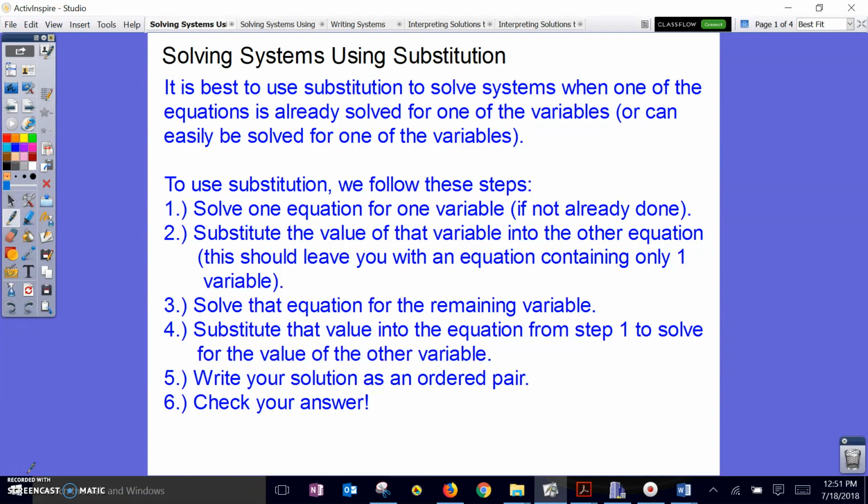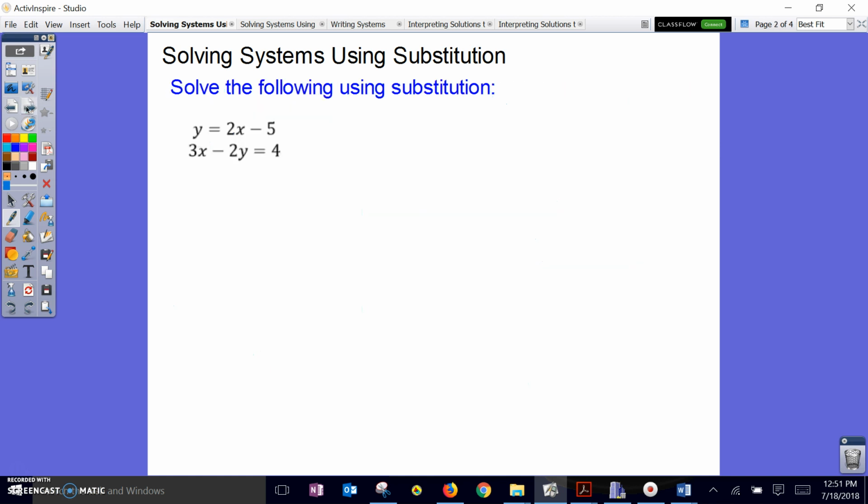And that's what we're going to do next. We're going to solve that equation for the remaining variable. Once we find the value of that, we're going to substitute that value into the equation that we had in step 1 in order to solve for the value of the other variable. Once we have those two values, we're going to write our solution as an ordered pair, and we're going to check our answer. So let's go ahead and look at a few examples.